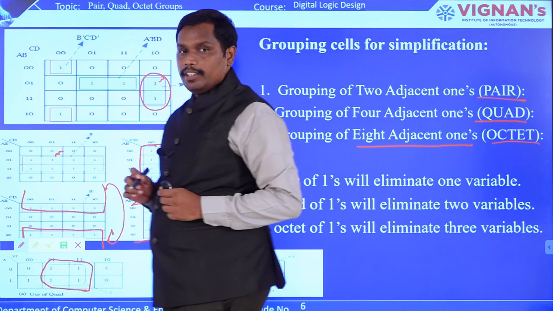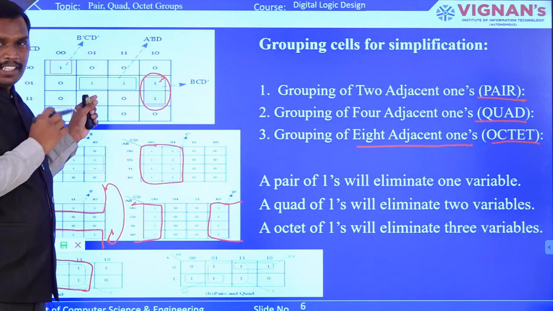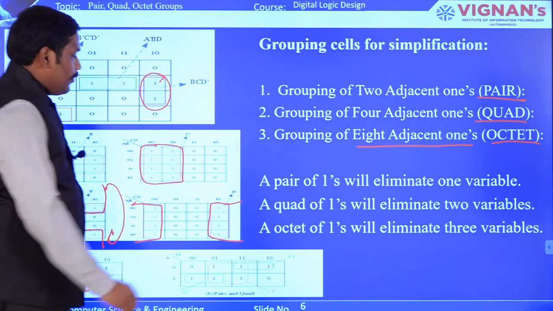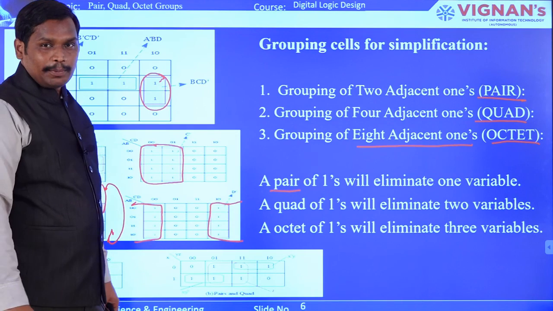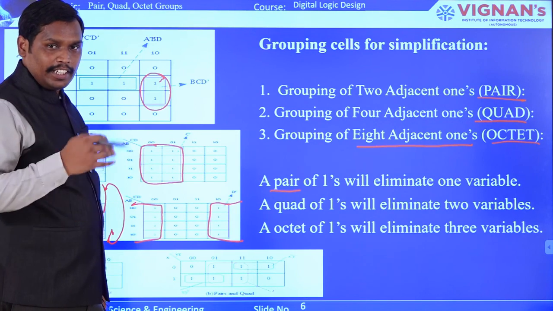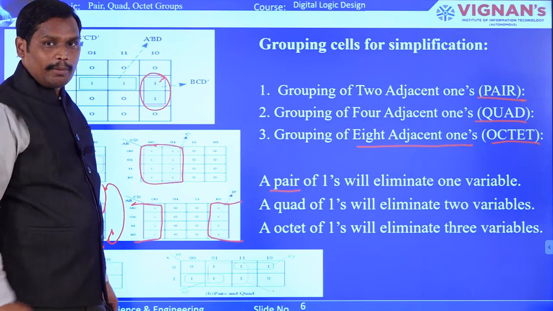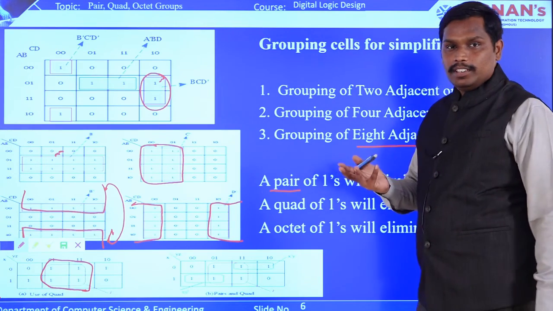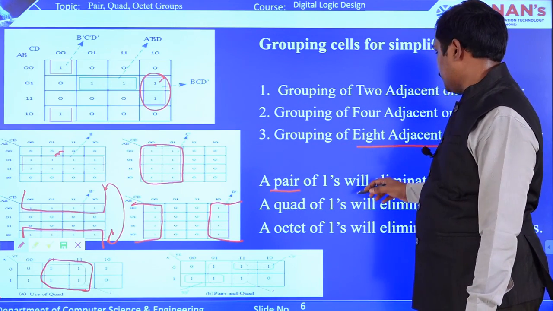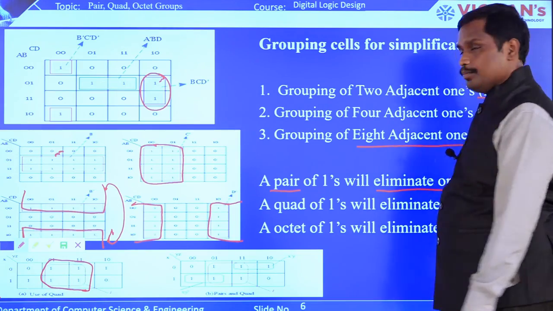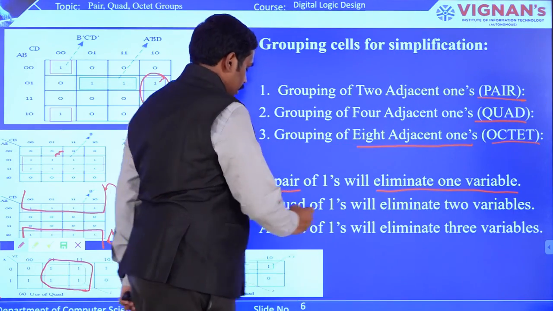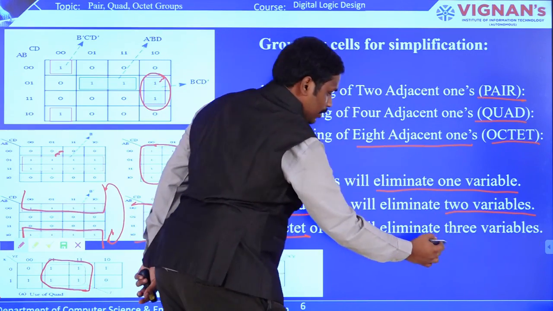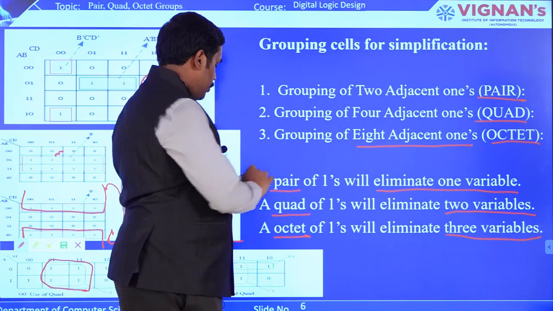One more thing: while we are constructing the Karnaugh map and placing the ones based on the Boolean function that is given, depending on whether the Boolean expression has 2, 3 or 4 variables, we will construct the Karnaugh map. 3 variables means a 3 variable Karnaugh map, and 4 variables a 4 variable Karnaugh map. Now you can see that a pair will eliminate 1 variable. A quad will eliminate 2 variables. And an octet will eliminate 3 variables. This is also an important point to be remembered.